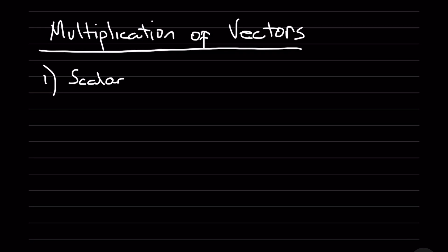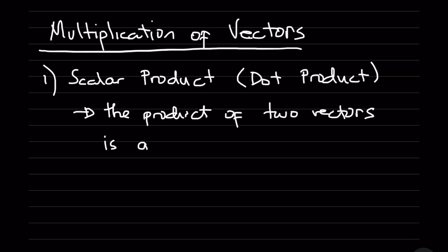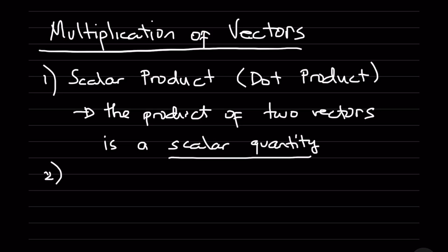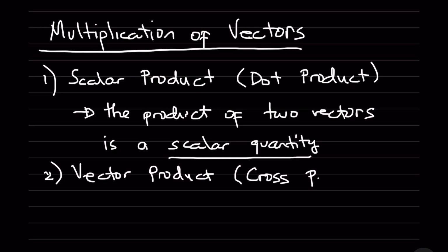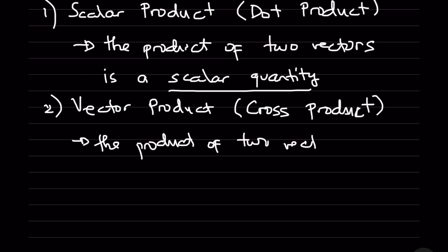The first product that we will discuss is called scalar product or dot product. It is called dot product for a reason that you will know later on. So when two vectors are multiplied and the resulting product is a scalar quantity, that is called a scalar product. On the other hand, it is possible to multiply two vectors and the resulting product is another vector. So that is the case of vector product. Vector product is also known as cross product, again for a reason that you will know later.